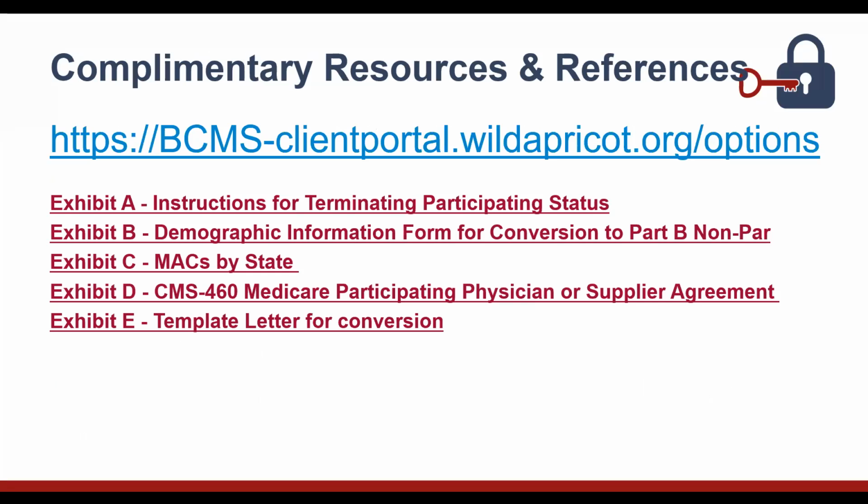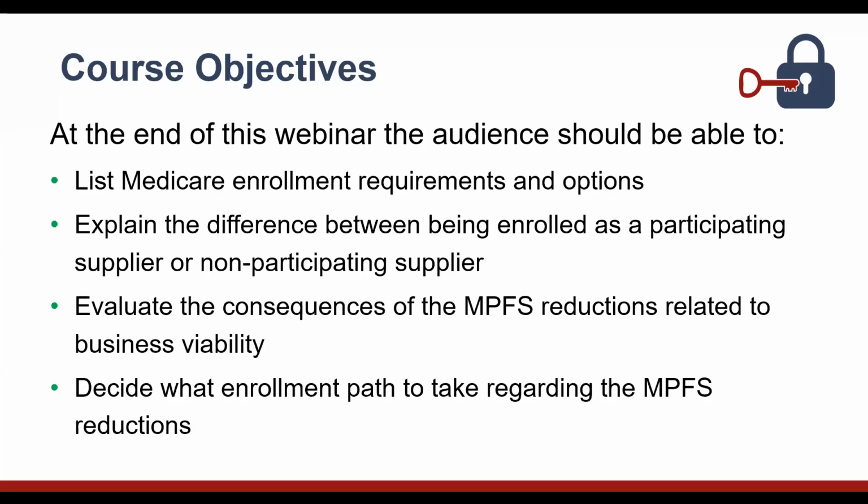Why don't you go back to the course objectives real fast? Okay. So again, know the Medicare enrollment requirements, explain the difference between enrolled as a participating supplier and non-participating supplier. And again, that enrolled is critical. You have to be enrolled to not participate. Evaluate the consequences of what this reduction might do to your business viability, and also decide what enrollment path to take if you decide to change.